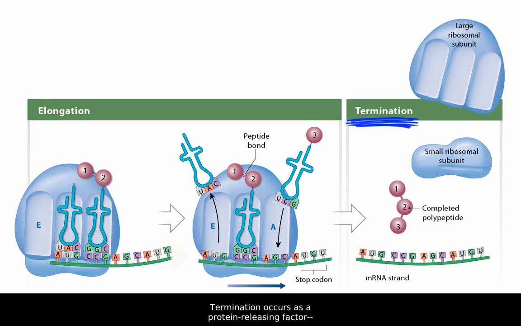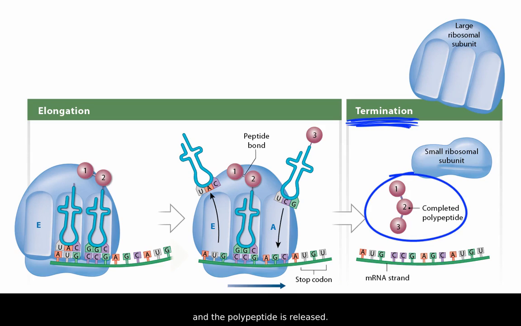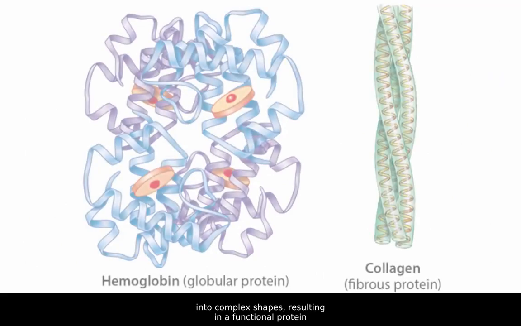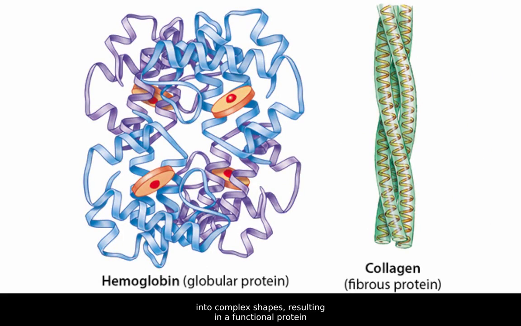Termination occurs as a protein releasing factor, not shown here, recognizes the stop codon, and the polypeptide is released. This newly synthesized polypeptide is then processed into complex shapes, resulting in a functional protein such as hemoglobin or perhaps collagen. Remember, proteins are the most abundant organic components of the human body, and in many ways, the most important.